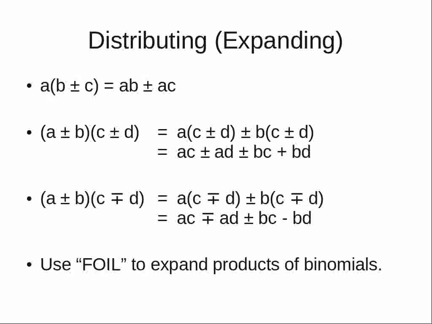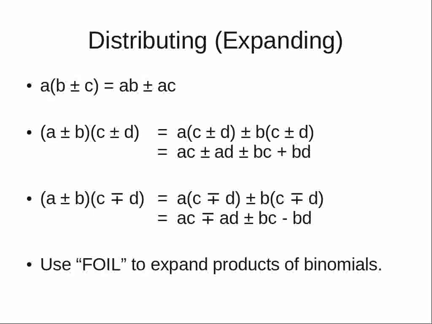Okay, A times C, because those are the first terms of each of the binomials. That's called firsts, the first pair. That's what the F in FOIL stands for. Okay, A and D, those are the outer terms, the farthest apart. That's the O in FOIL.